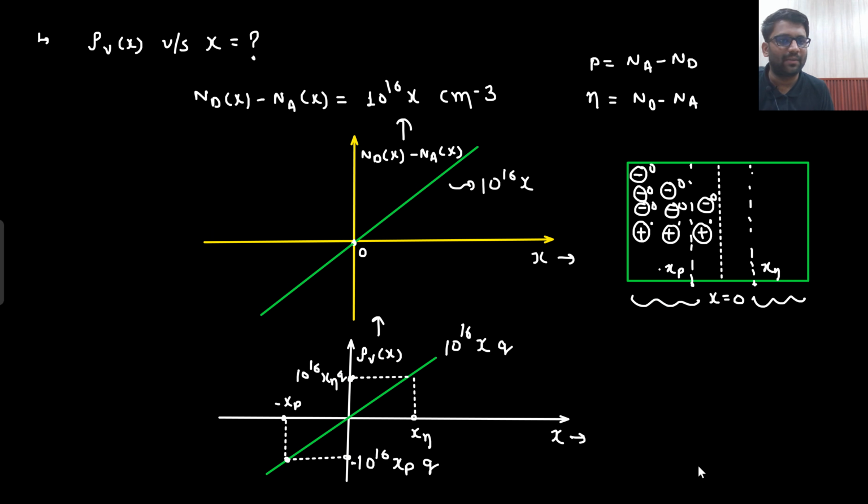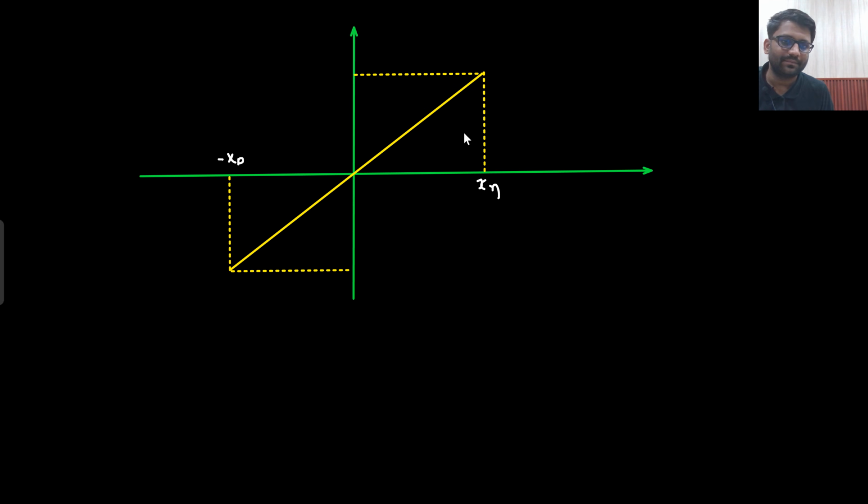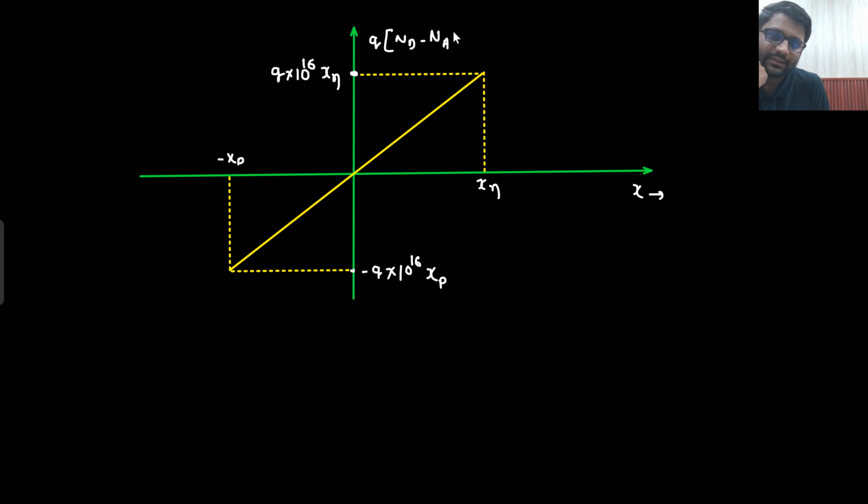If I'm able to draw Nd minus Na, I just multiply with q, and then I know that the depletion width would be between minus xp and plus xn. That's it, my job would be done. And I know the waveform of this particular line, the waveform is 10 to the power 16 x. So I don't need to write it down, I'm just writing down what this point would be. This point would be q into 10 to the power 16 xn, and this point would be minus q into 10 to the power 16 xp. So this is with respect to x. What I have drawn here is q into (Nd minus Na) versus x.